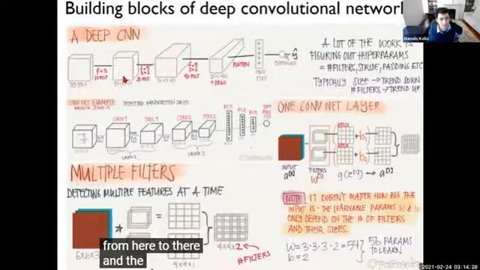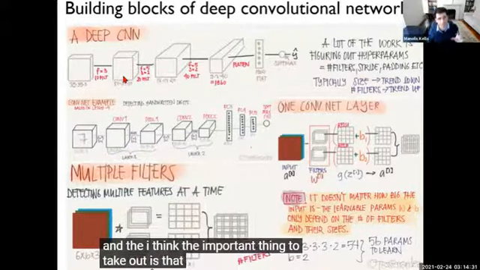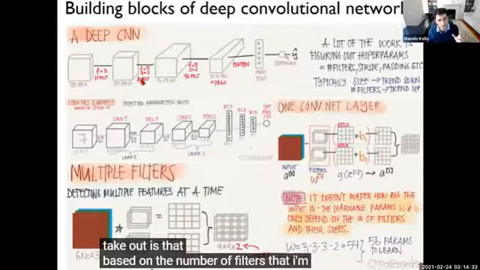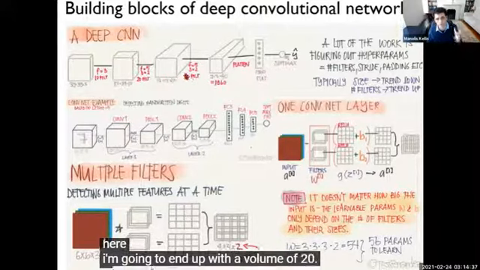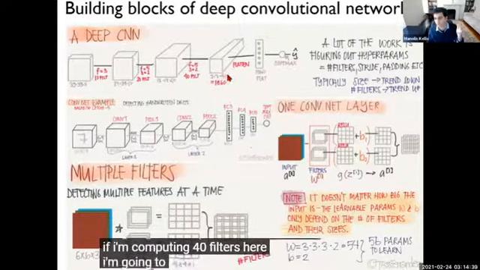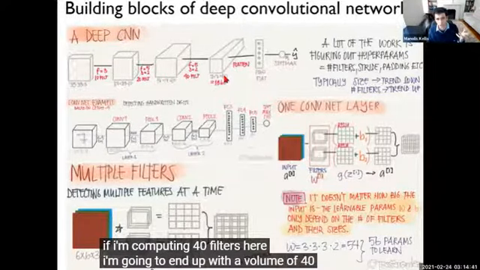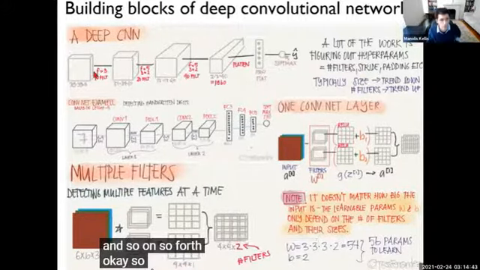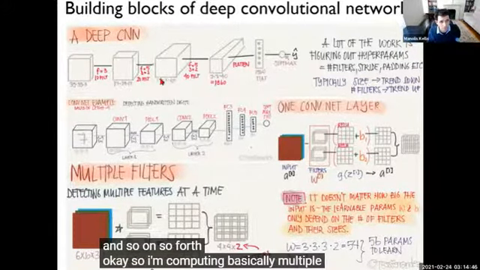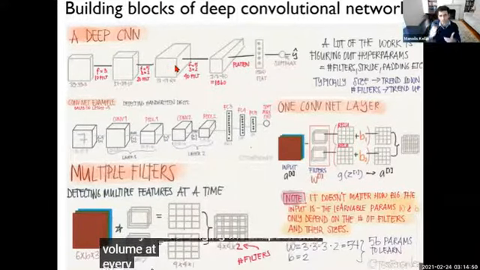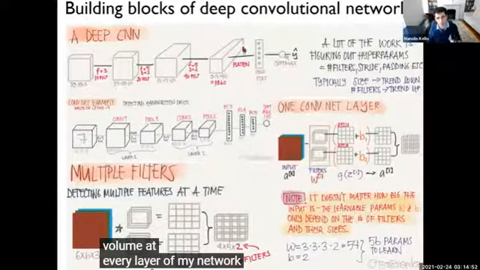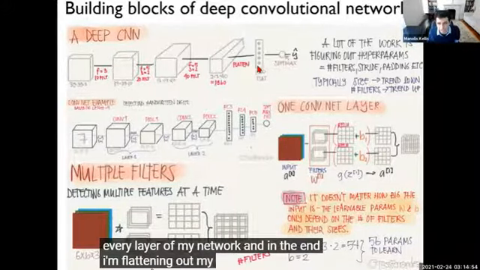And I think the important thing to take out is that based on the number of filters that I'm computing, if I'm computing 20 filters here, I'm going to end up with a volume of 20. If I'm computing 40 filters here, I'm going to end up with a volume of 40, and so on and so forth. Okay, so I'm computing multiple features at every time, changing the shape of that volume at every layer of my network. And in the end, I'm flattening out my network.